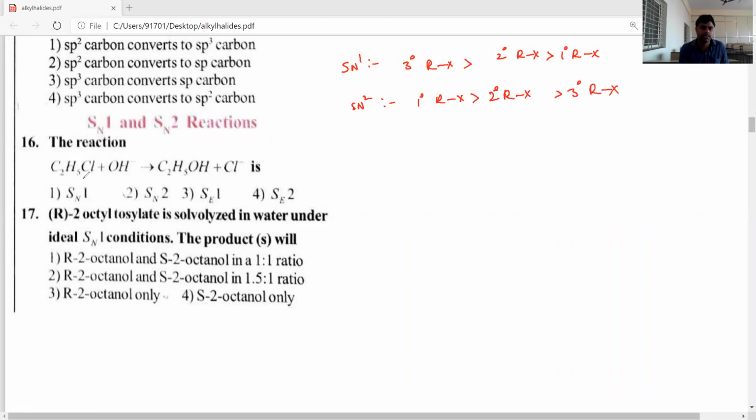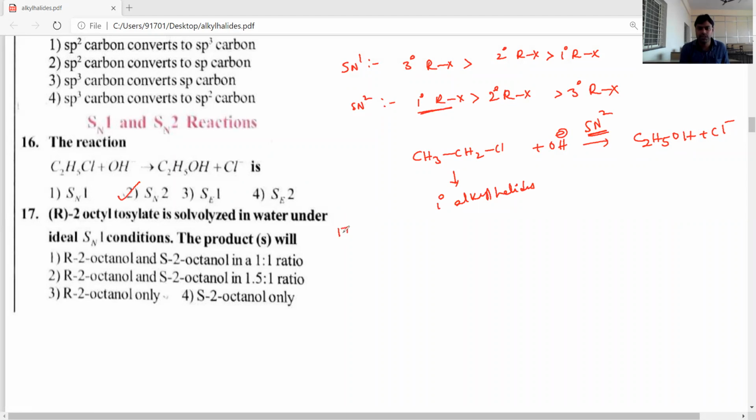Now ethyl chloride, CH3-CH2-Cl, is converted into ethyl alcohol, C2H5OH, plus Cl minus. The reaction belongs to which type? See, this alkyl halide, ethyl chloride, is a primary alkyl halide. Already I mentioned the primary alkyl halides are more suitable for the SN2 mechanism. So this is an SN2 reaction, bimolecular nucleophilic substitution reaction. So the answer is the second.